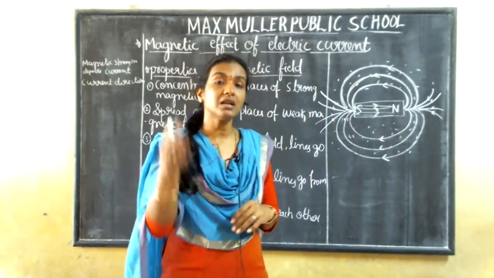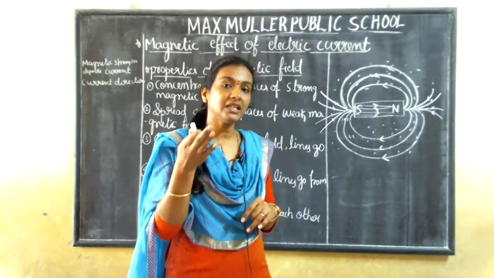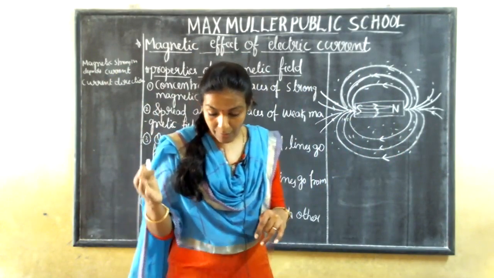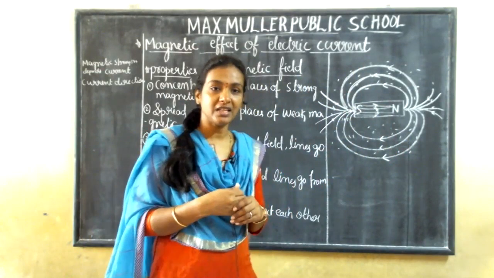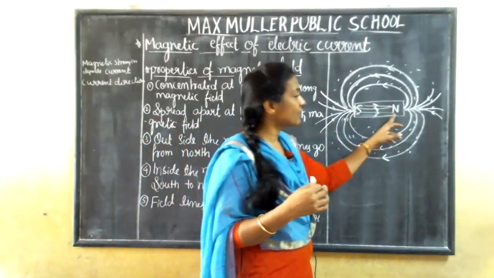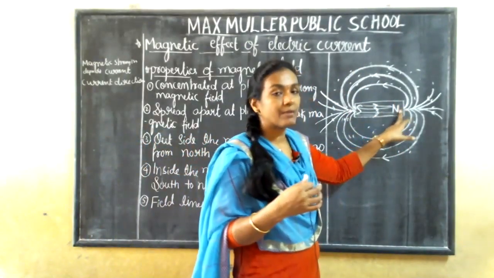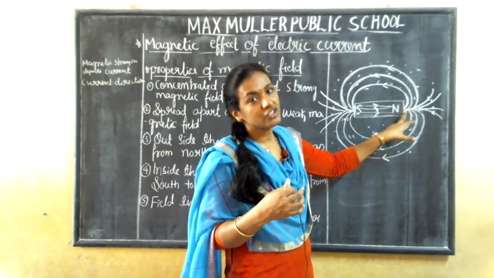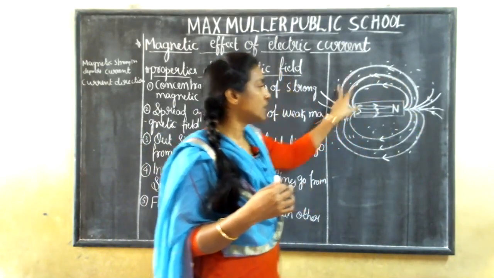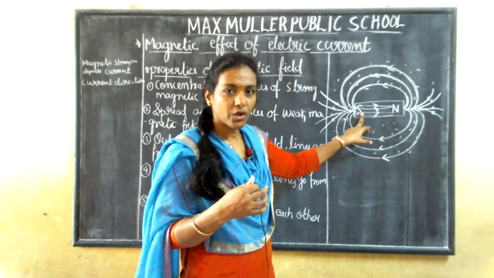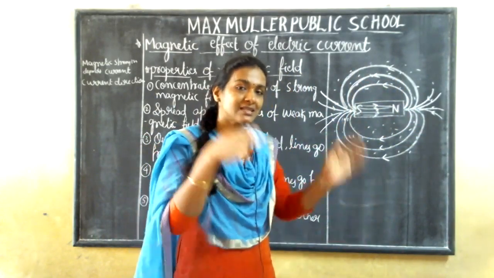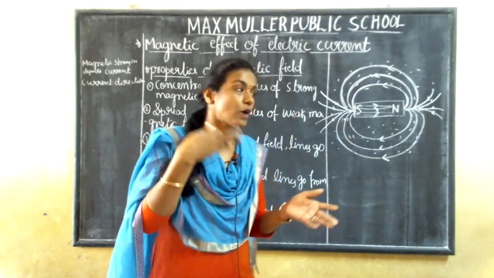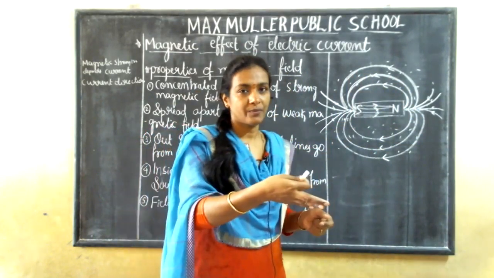And next comes the properties of magnetic field lines. What are the properties of magnetic field lines? The lines emerging from the north pole merge into the south pole, that is outside the bar magnet. Inside the bar magnet, they go from south to north.